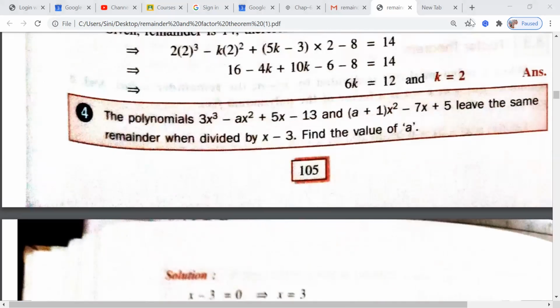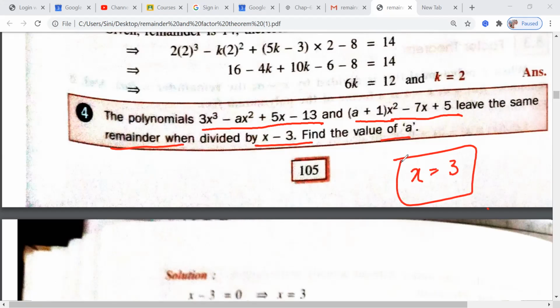Fourth question. The polynomial 3x cube minus ax square plus 5x minus 13 and a plus 1 into x square minus 7x plus 5 leave the same remainder when divided by x minus 3. Find the value of a. So here x is equal to 3. X minus 3 is equal to 0 means x is equal to 3. So this is my first function f1 of x. This is my second function f2 of x.